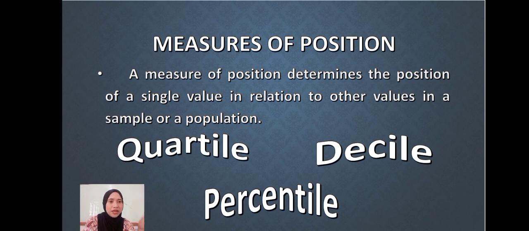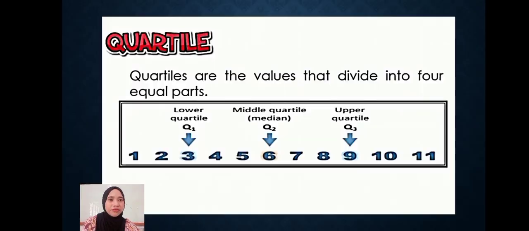These three subtopics, the quartile, decile, and percentile, will help us determine the positions of the values of our sample or population, or the ungrouped data that we have. So we have first the quartiles. From the word quart or quarter, which is 4, our data will be divided into 4. So quartiles are the values that divide the data into 4 equal parts.